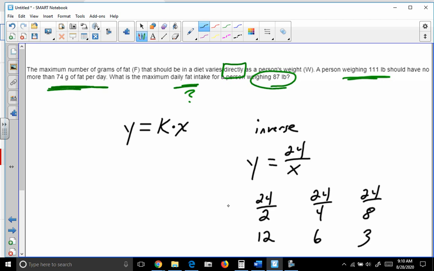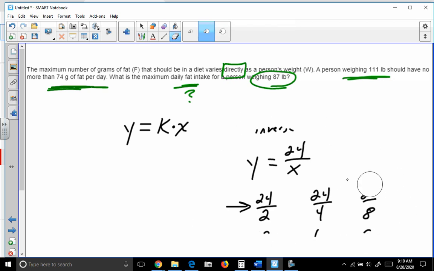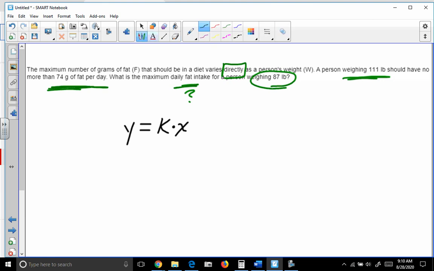Notice as we're going this way, the number on bottom, which is x, is getting bigger and bigger. But the answer, which is y, is getting smaller and smaller. So for an inverse relation, as x goes up, y goes down. For a direct relation, they go in the same direction. If x gets bigger, y gets bigger.